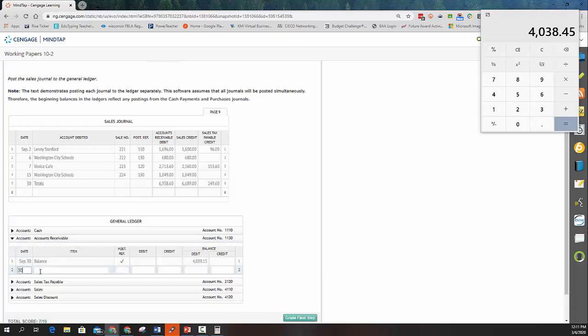So the date is going to be the 30th because that's the date of my totals. Post reference is still S9 from Sales Journal 9. Accounts receivable is being debited $6,938.60. Add the two together, except I just think I entered in a number wrong.